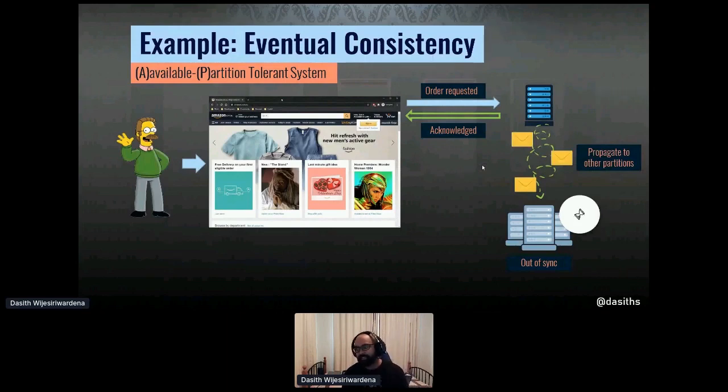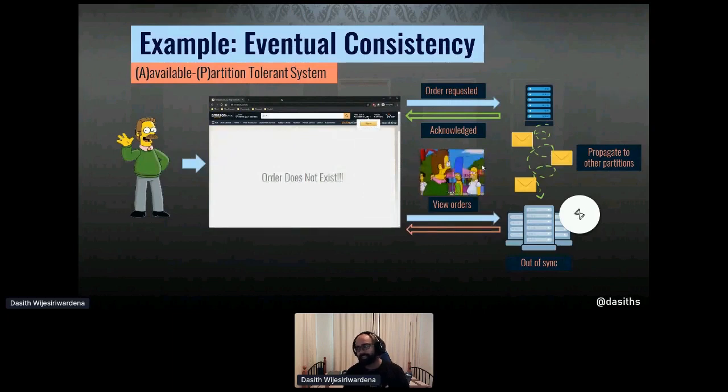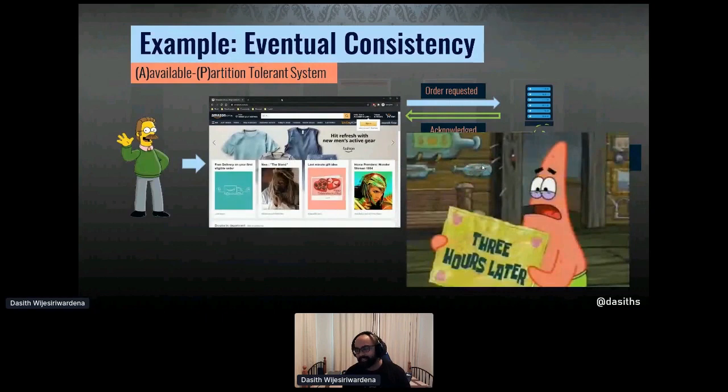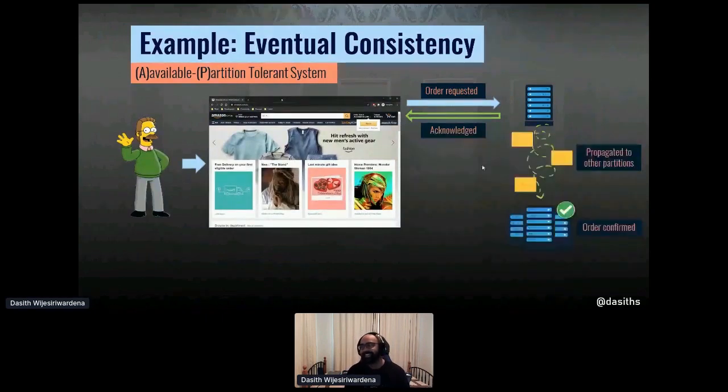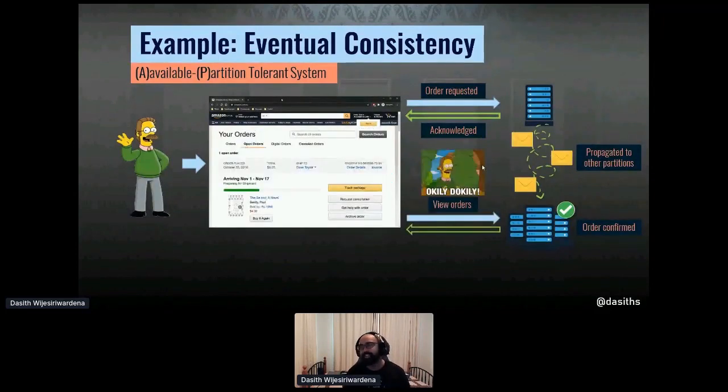And once it's propagated, we'll have the order, but until we do so, if the user tries to look at the order, they'll get a 404 because the order hasn't been created yet in the other partitions. But eventually, maybe 300 milliseconds later, or maybe 3 hours later, it will propagate to the other partitions, and then the user can look at the order. You'll obviously see a problem here.